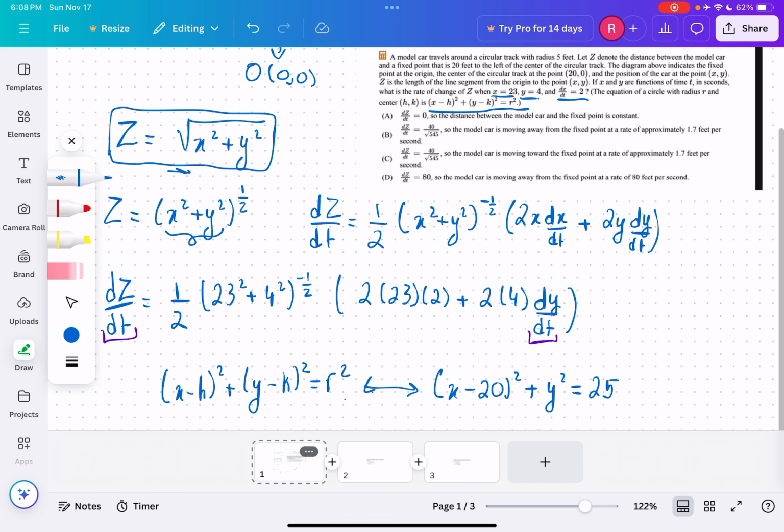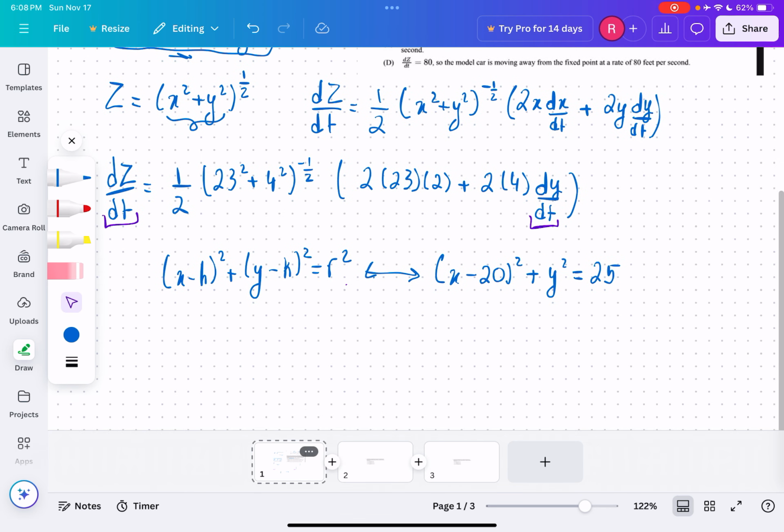Now, if you differentiate this equation implicitly, you're going to get 2 multiplied by (x minus 20) multiplied by dx over dt, according to the chain rule, because you're multiplying by the derivative of whatever is inside, plus 2y dy over dt equals 0, because the derivative of 25 is equal to 0.